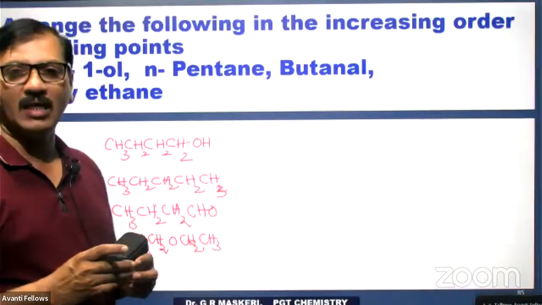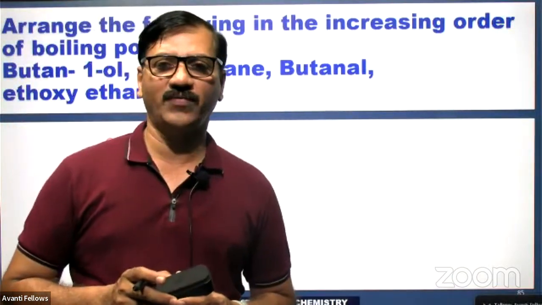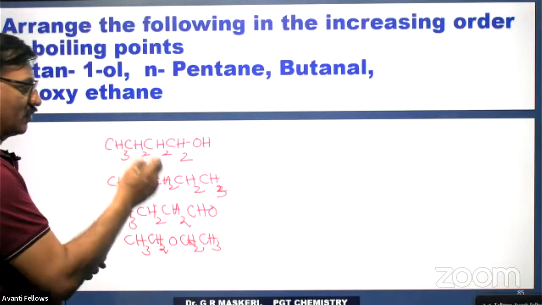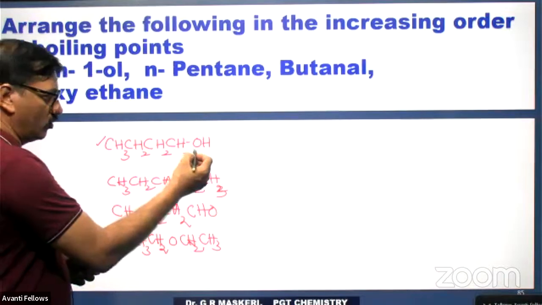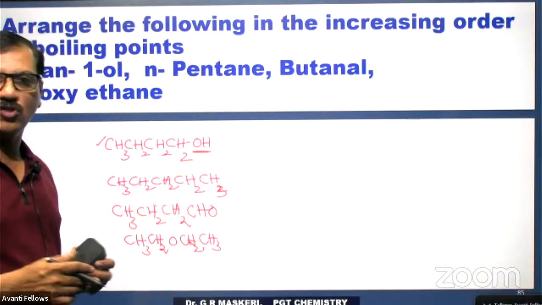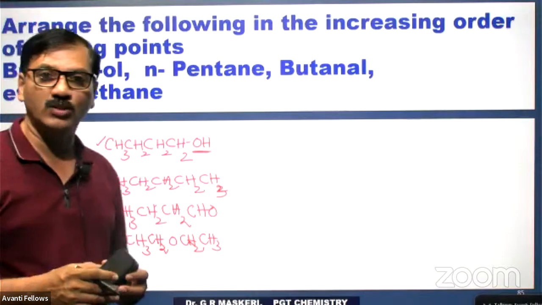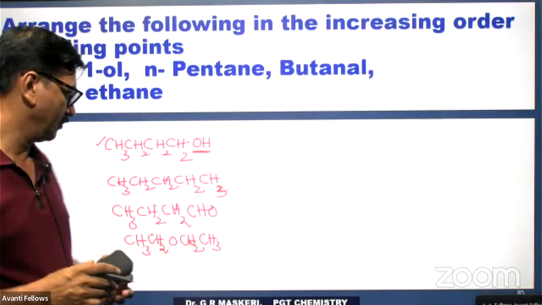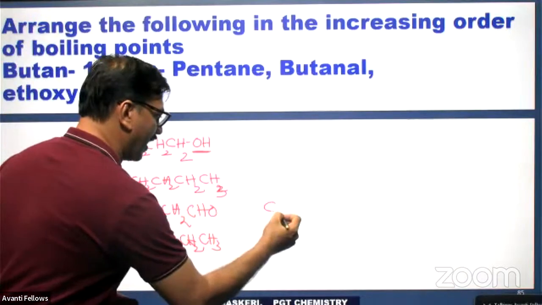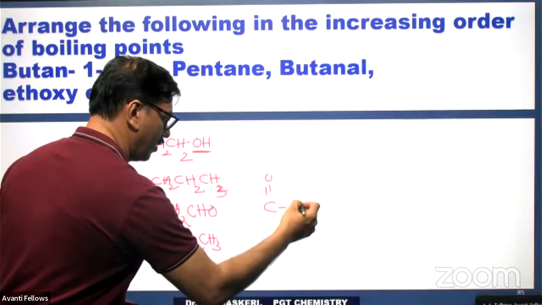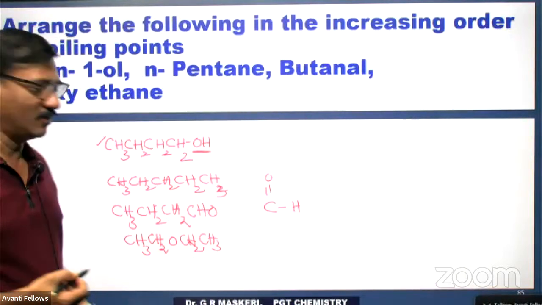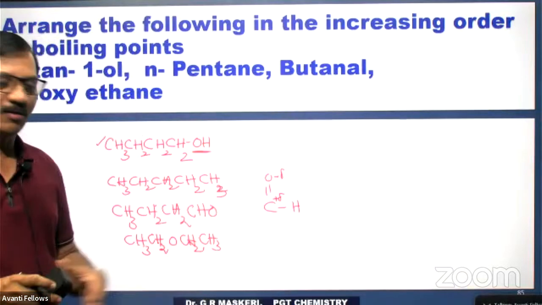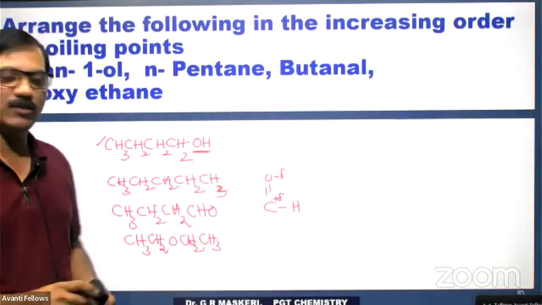As you know, whenever the boiling point comes, intermolecular force of attraction is the point to see. Now, among these, butanol is having hydrogen bonding. Due to the presence of OH, there is hydrogen bonding. Hydrogen bonding is a stronger intermolecular force of attraction. Then the aldehyde group has this carbonyl group, which has the charge separation as I discussed in the morning. This charge separation leads to a dipole moment.